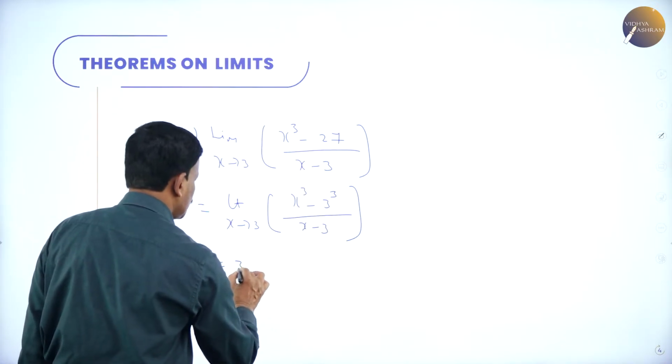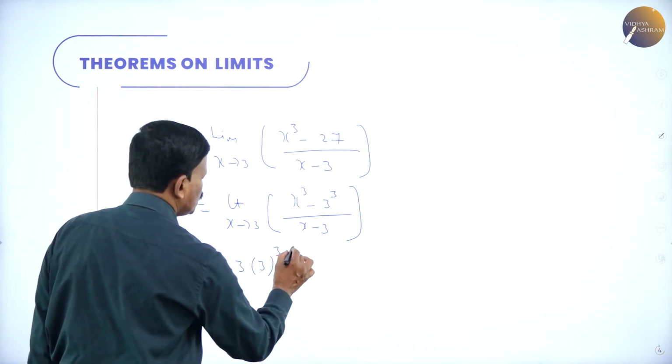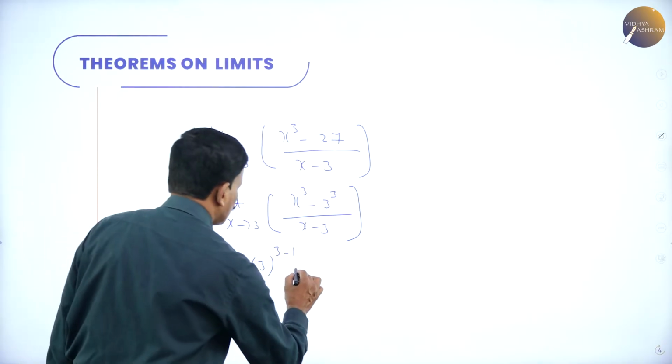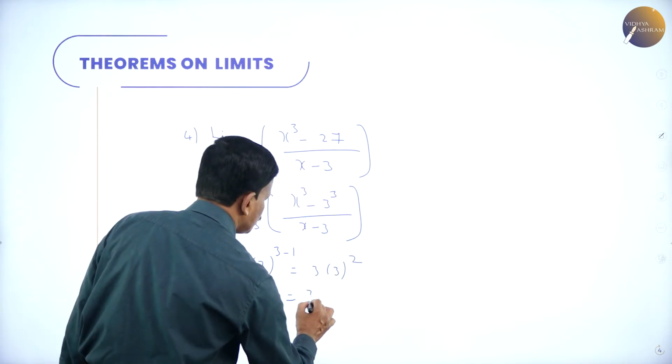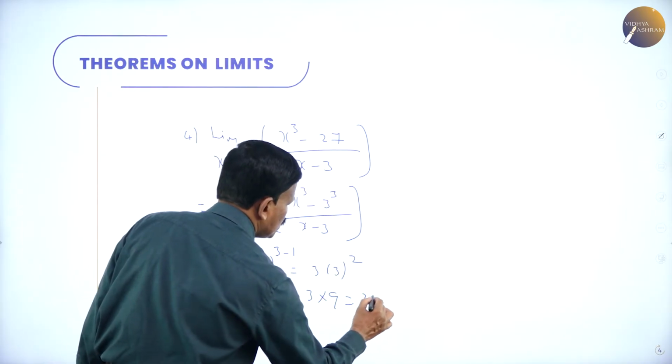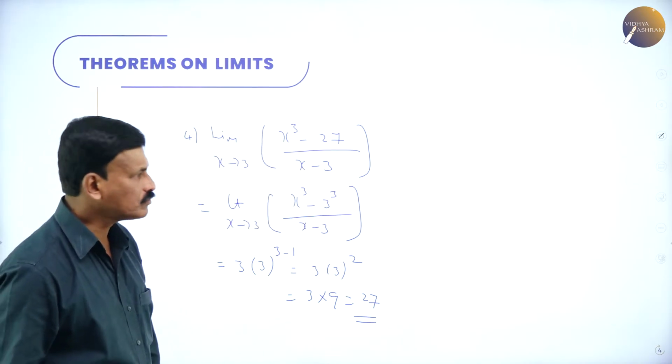n is equal to 3, a is also equal to 3. n a to the power of n minus 1. That is equal to 3 into 3 to the power of 3 minus 1, which is 2. 3 into 3 square is 9, 3 into 9 is 27. The simplified answer for this is 27.